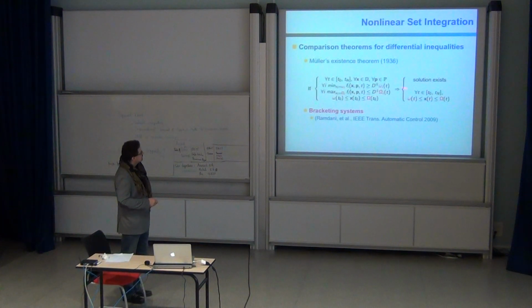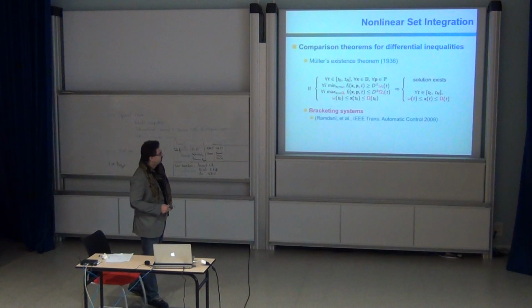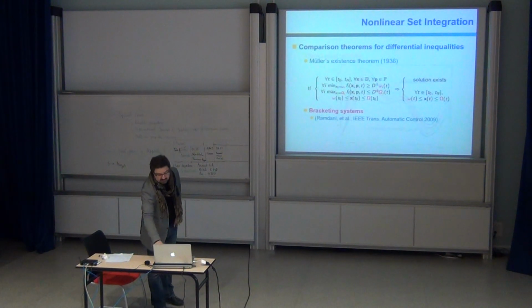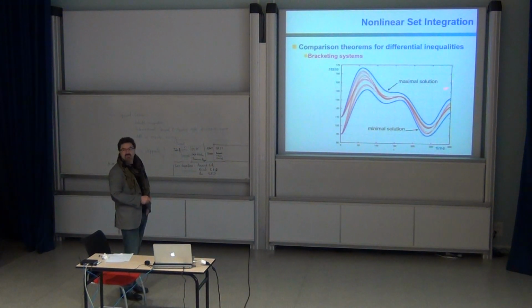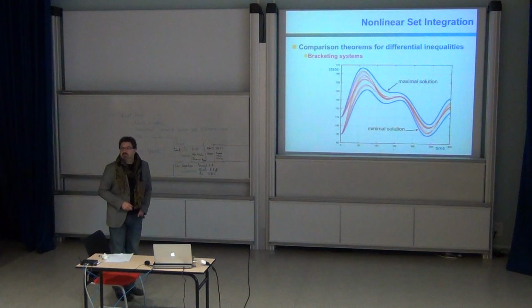And then we used this theorem for building a technique that will give you, for a given dynamical system, a maximal solution, that is a solution that will bound the reachable set from above, and a minimal solution, that is a solution that always remains below all possible trajectories.